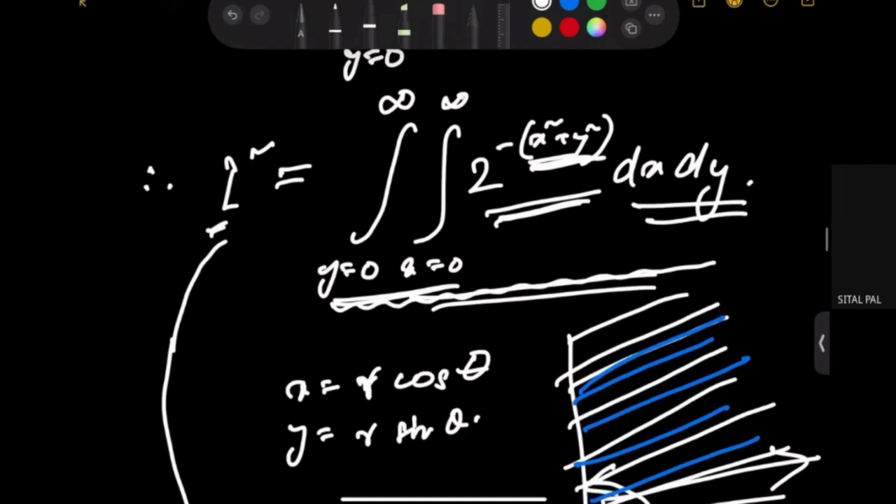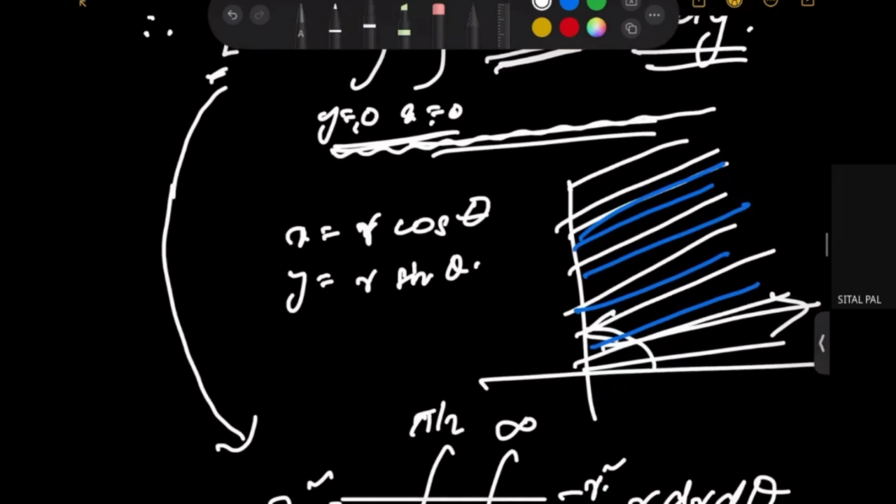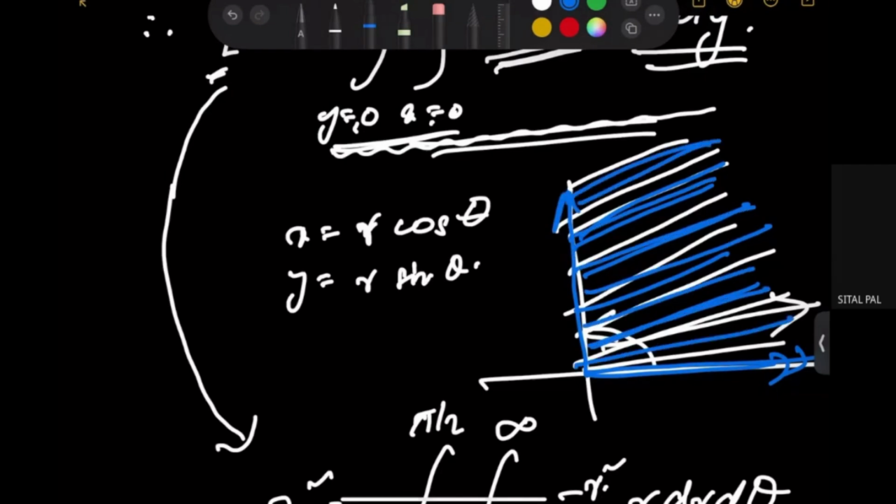The limits of x are 0 to infinity, and the limits of y are 0 to infinity. So 0 to infinity in the positive direction, 0 to infinity in the positive direction. So x goes from 0 to infinity in this direction, right? Y goes from 0 to infinity in this direction. So that is precisely the whole first quadrant, right?